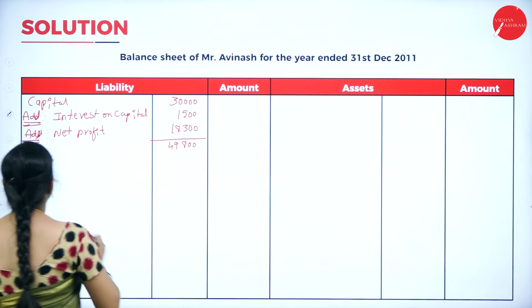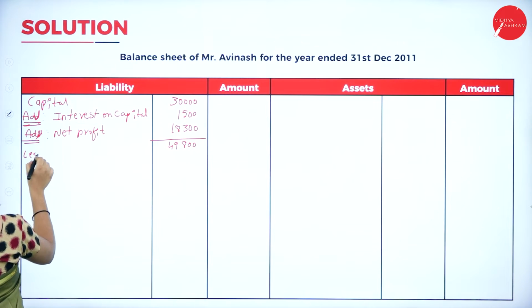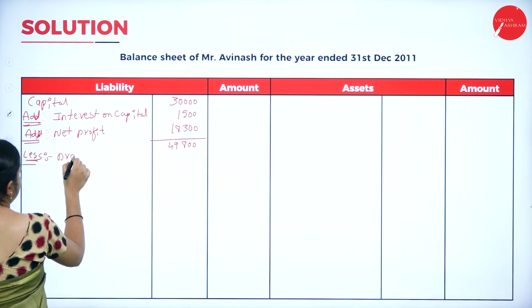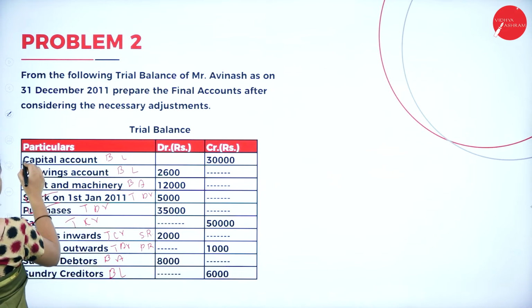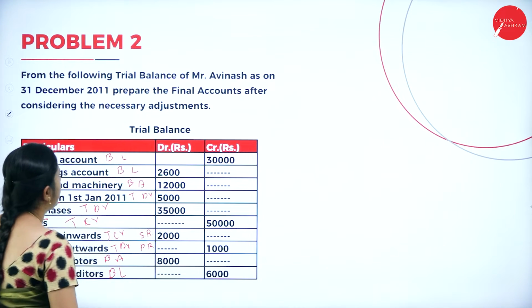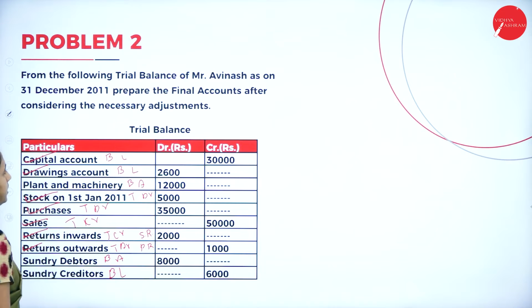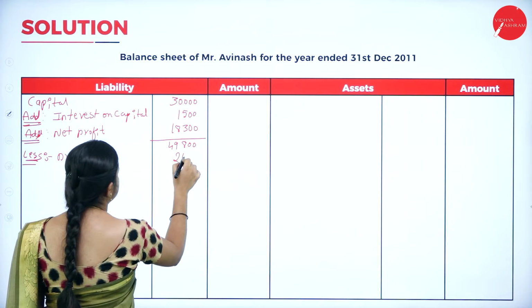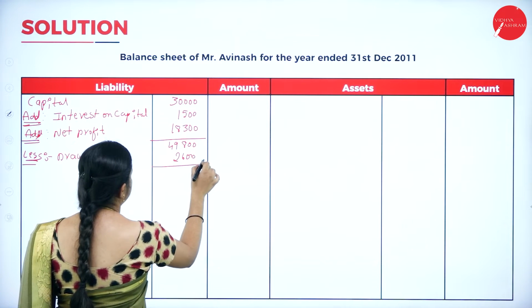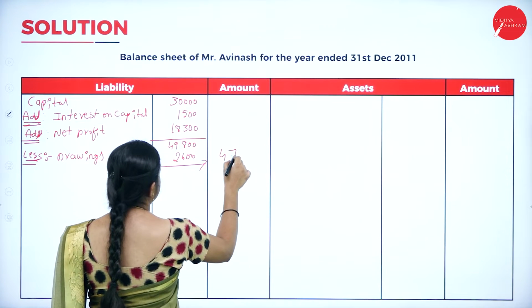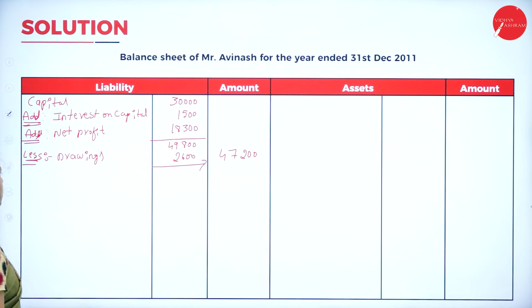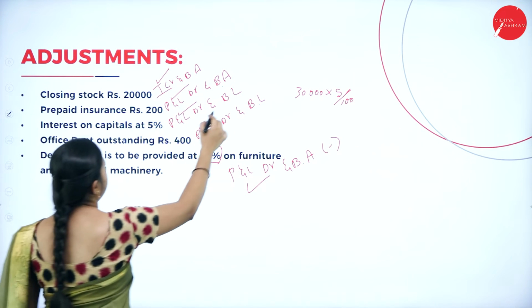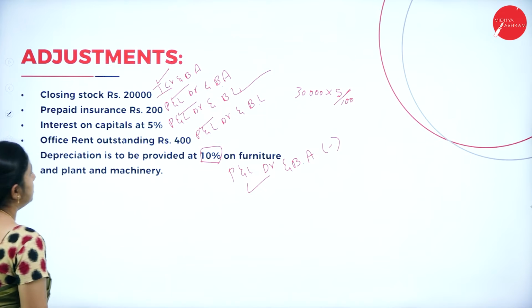Just make a total: 49,800. Then less drawings. Capital drawing 2,600. Right? Drawing 2,600. Total 47,200. This interest on capital we'll consider in the balance sheet.